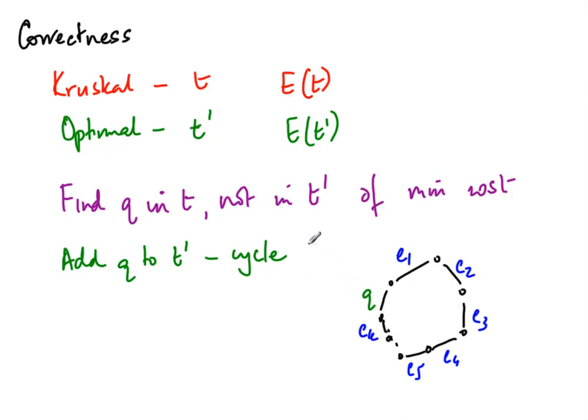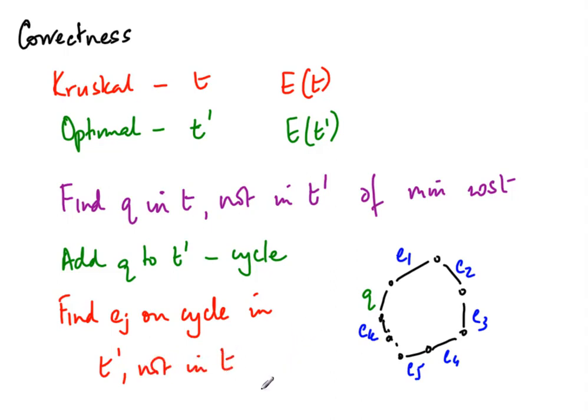Now notice that because Q is in T and there's no cycle involving Q, at least one of these edges must be in T prime but not in T. So there must be, find some EJ on the cycle that is in T prime but not in T. Okay? So now the claim is that the cost of Q is less than or equal to the cost of EJ. Okay? So EJ is the edge on the cycle which is not in the Kruskal tree.